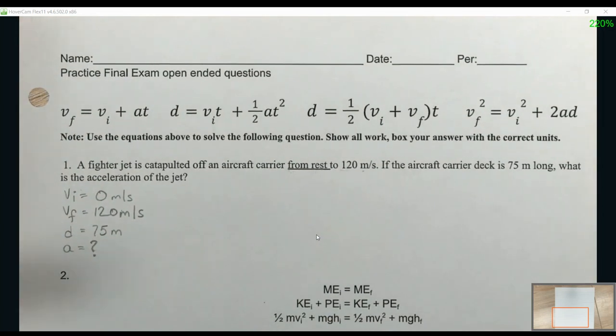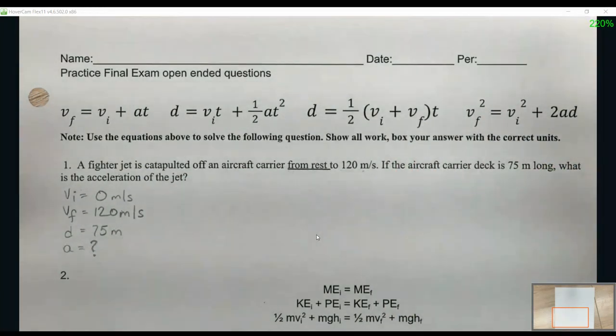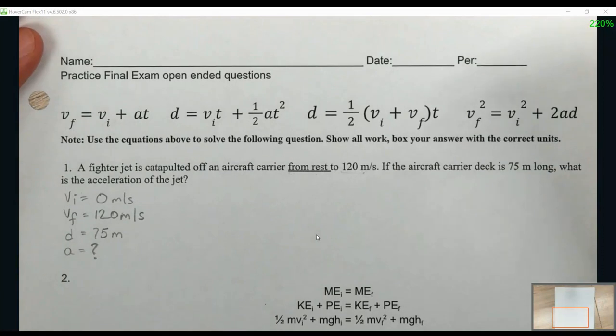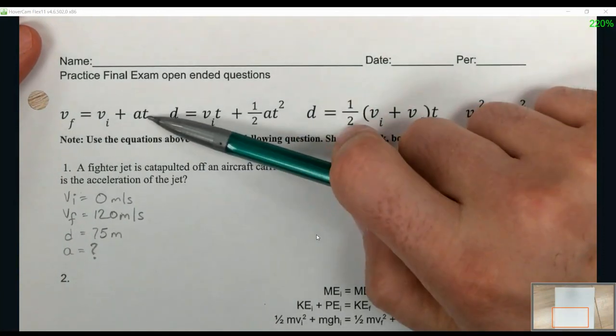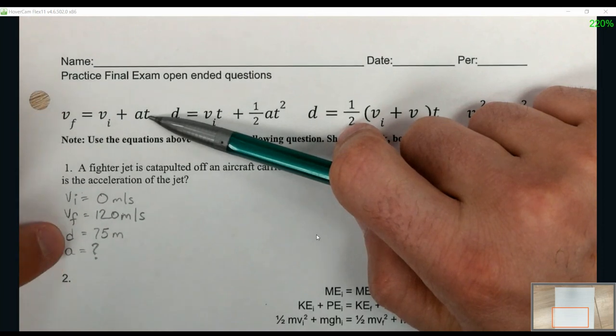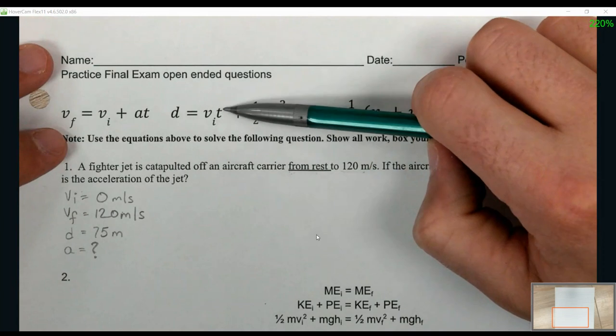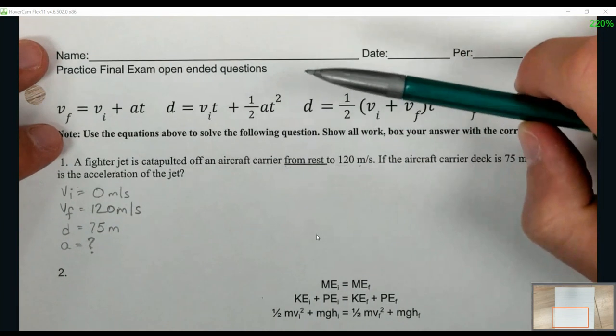So what do I do? I have four different equations. Look for the equation that has all of these pieces of information. This one doesn't. It has VF, VI, and A. It doesn't have distance, so I can't use that. Distance, VI, T. Well, I don't have T, so I can't use that.